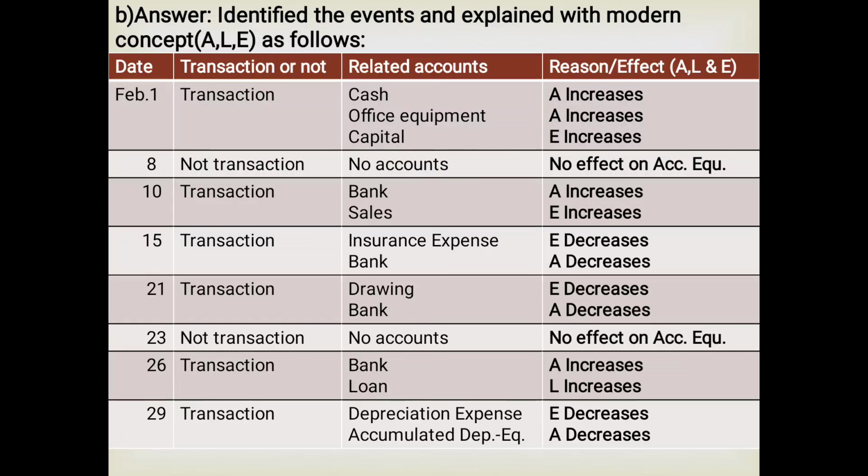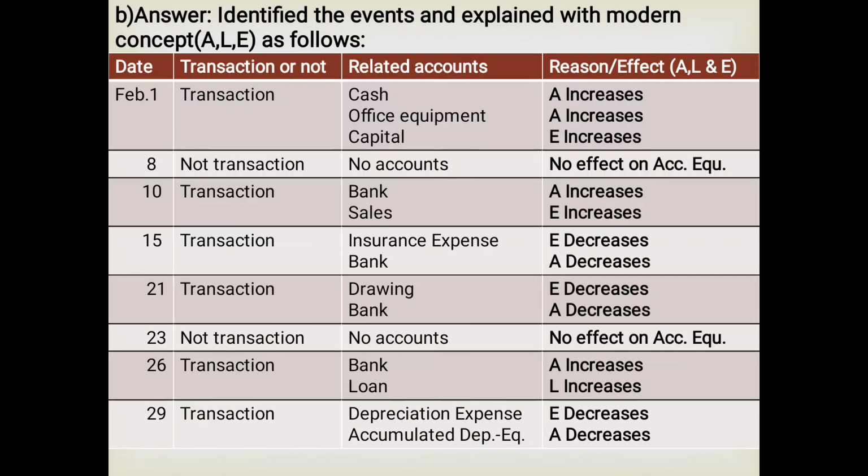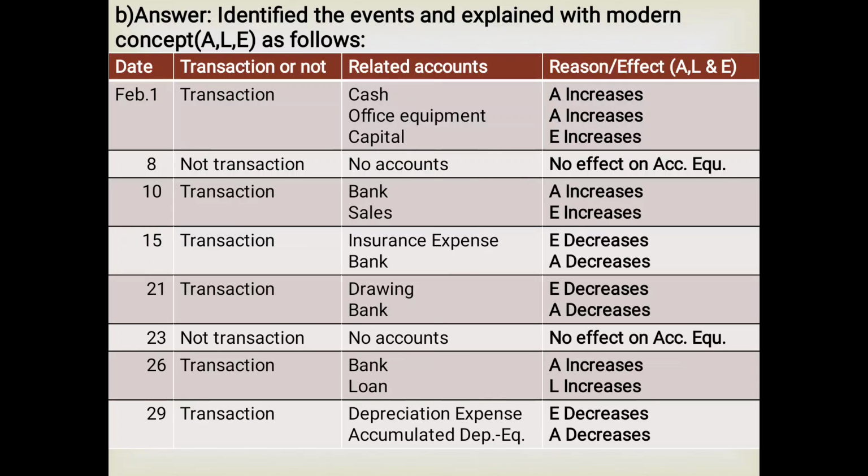And when expense is incurred, then equity decreases. You know, accumulated depreciation is one kind of contra asset, that is, the value of the asset is decreasing, so asset decreases. Well, totally 8 events are related to this requirement.